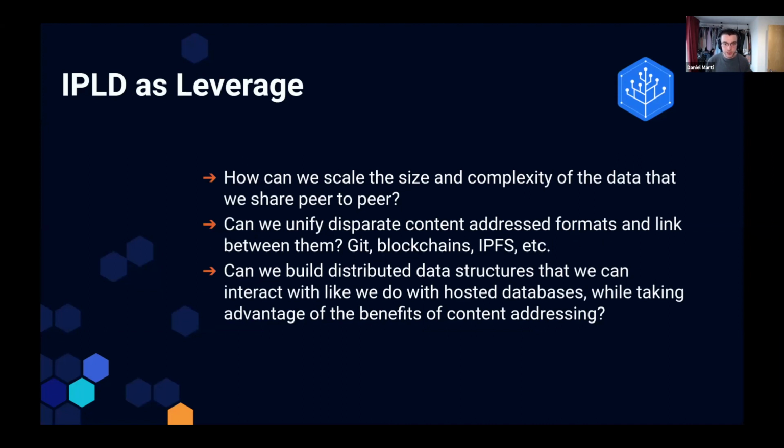Another question is, can we unify disparate content addressed formats and link between them? For example, we talked about blockchains and Git, but also IPFS, and all of these use the same concepts. All of these refer to data by their content and their hashes, but they're all kind of their own silos of data. I cannot really have, for example, a Git repo that mentions blockchain hashes as if they were Git commits. They don't talk to each other that way.